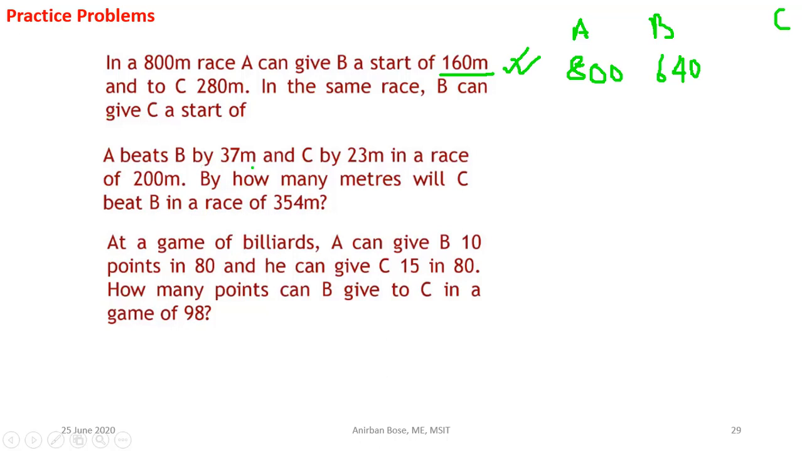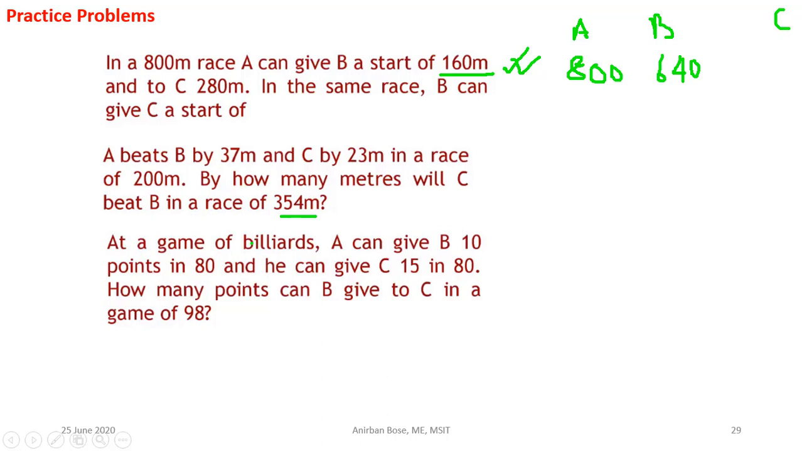A beats B by 37 meters, C beats B by 23 meter in a race of 200 meter. Then how many meters will C beat B in a race of 354? Exactly a similar kind of problem. So find out A is to B is to C and finally solve the problem.